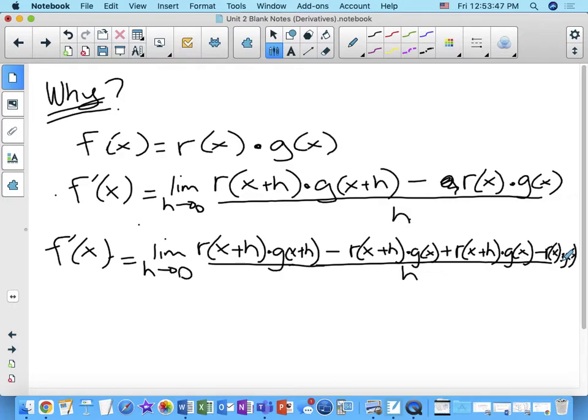I add and subtract the same thing. I've added 0. Okay? Now, though, what I have is in these first two terms, I've got a common factor of r of x plus h. And in these last two terms, I've got a common factor of g of x. And so I'm going to factor that out.